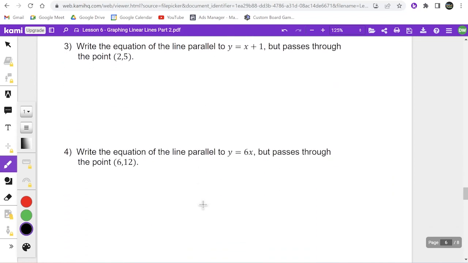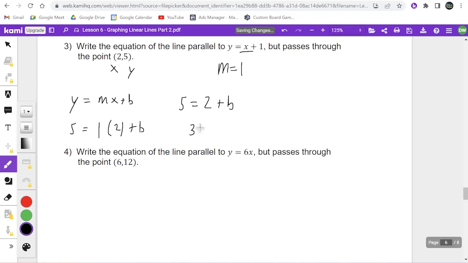Okay. So next, number 3, I'm going to be doing this one. We're going to be doing basically the same thing, but this time I have to pass through the point 2, comma 5. Again, the first thing I need to do is steal this slope. The slope is not x, the slope is 1, m equals 1. Now, if I want to pass through the point 2, 5, that means x is 2 and y is 5. So when I say y equals mx plus b, I'm saying 5 equals 1 times 2 plus b. So that means 5 equals 2 plus b, and then subtract 2, 3 equals b.